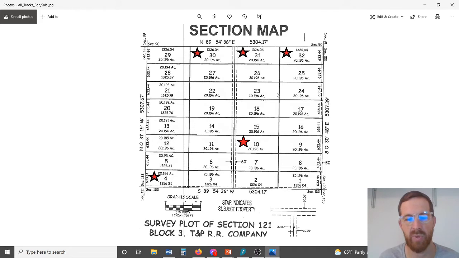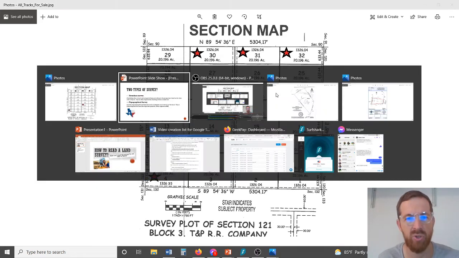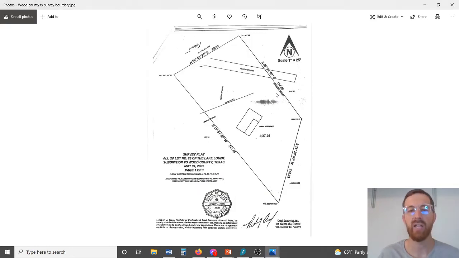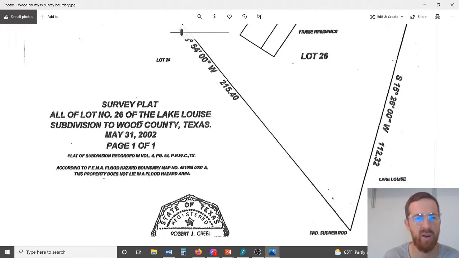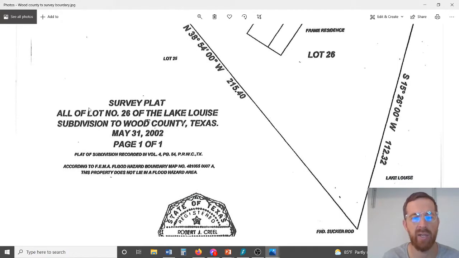Usually you'll start with a section map, but if you hire a surveyor to come out to your property and create an actual boundary survey, it's going to look something like this. I'm going to zoom in on this a little bit to see some of these features closer. It says right here: survey plat, all of lot number 26 of the Lake Louise subdivision in Wood County, Texas.